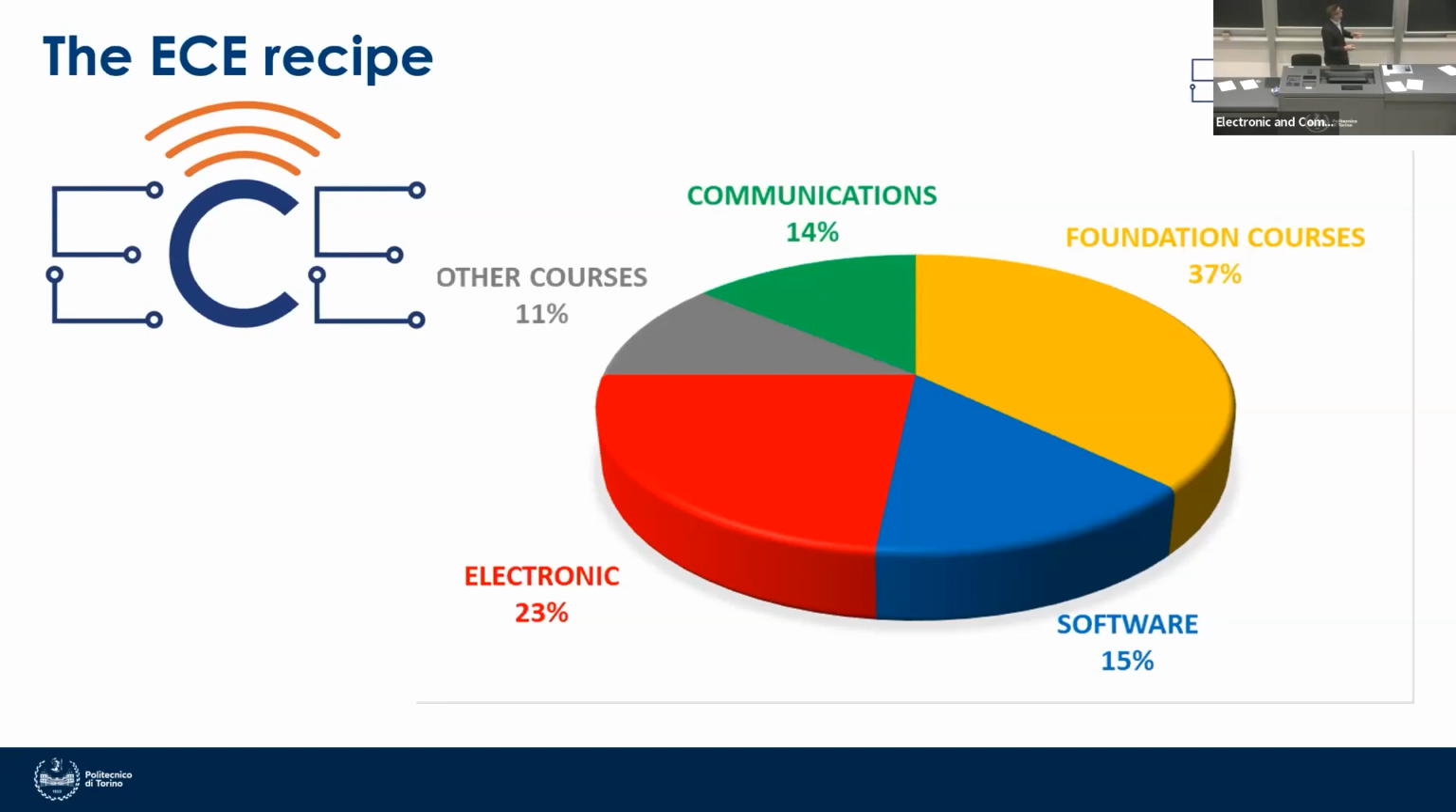This is another view of the EC recipe. You see in the chart that there is, apart from 1/3 of foundation courses, but this is more or less the same for all engineering. The first year is a common year. We have 1/4 of electronics and, let's say, 1/4 of communication. 1/4 because the gray area is other courses, that are free courses. You can select them in order to have 1/4 of communication. Otherwise, you can select other courses that could be in other areas because these are completely free. There is a catalog of courses.